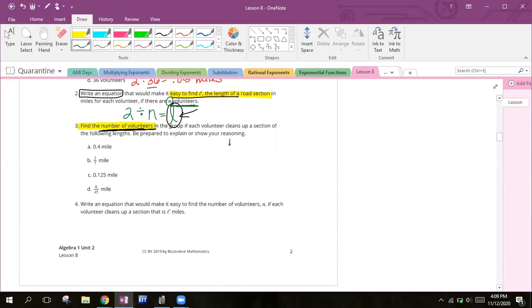So once again, I have this 2-mile stretch of road. And now we're dividing it up by certain specific sections of the road. Okay, we're dividing it by specific amounts. So once again, we're going to take our 2 miles and we are dividing it up by the section. Okay, so I have 2 divided by 0.4. So that is going to take 5 volunteers to clean.